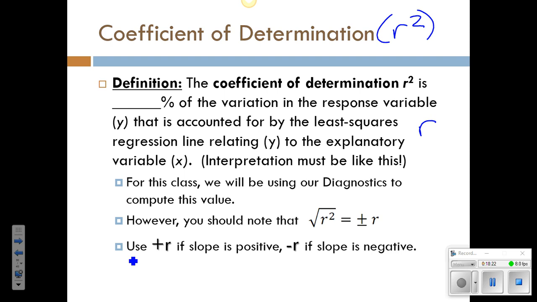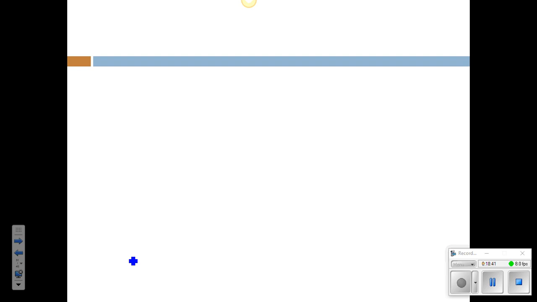Regardless if r is positive or negative, r squared will always be positive. When you square something that's negative, it's positive. When you square a positive, it's still positive. So I'm pretty positive that r squared is always positive. You with me?